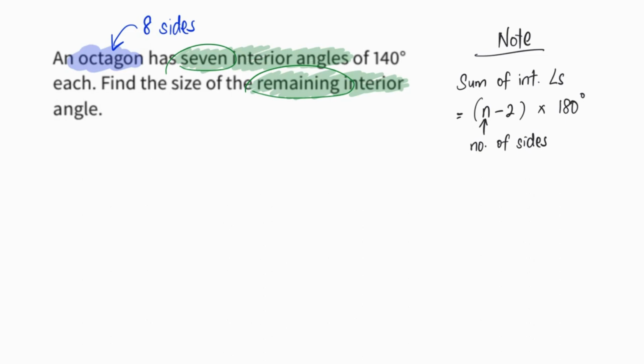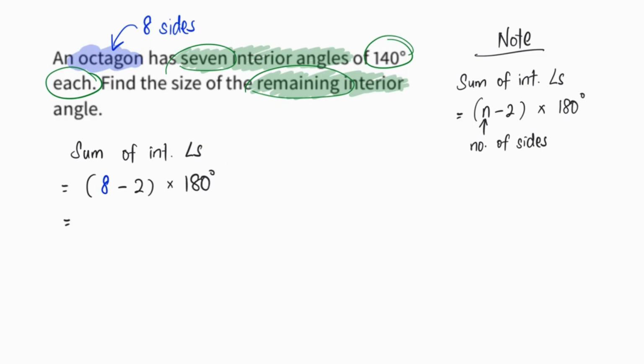Yeah? So if they tell me 7 of them are 140 degrees each, and I need to know the remaining one, the very first thing is I do need to know the sum of the interior angles for this octagon. How many sides again? 8 minus 2 times 180 degrees. And this will give me a value of 1080 degrees.